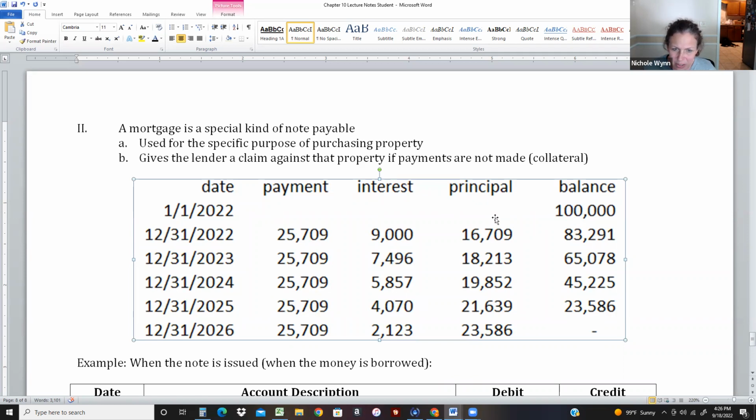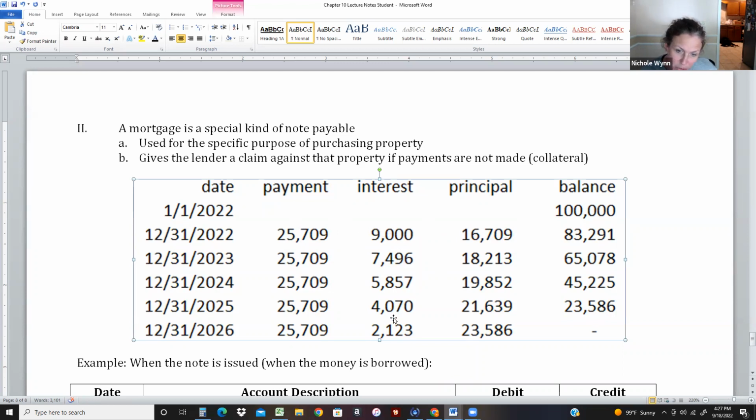As I'm looking at this, I can see the interest rate because it's an annual one. So 9,000 on 100,000 means that this bond is paying 9% interest. When you make a payment, some of the payment is interest and some of the payment is principal. You calculate the interest and the rest is principal. So if you write a check to the bank for $25,709, they are going to keep $9,000 for themselves, and the $16,709 knocks off the balance and brings it down to $83,291. Then the next year you make your payment, and so on.